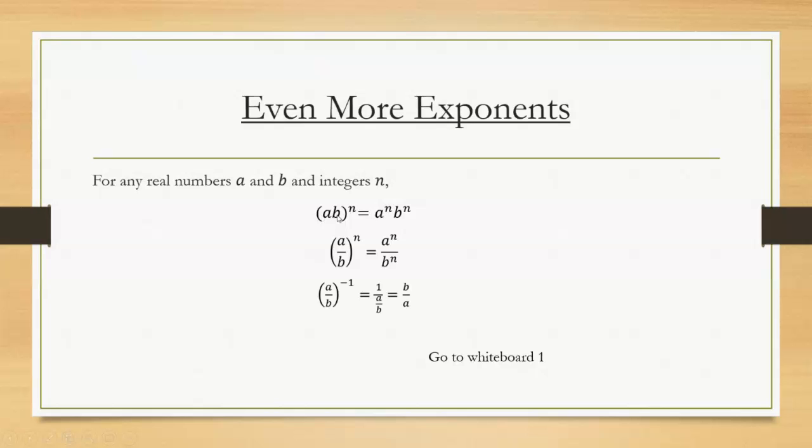Basically, if you have a product raised to a power, you do the same as this: a to the n times b to the n. That's really what you do. Let me get rid of the other ones. I'll get back to those, don't worry, but this is actually based on the fact that multiplication is commutative. In other words, you can multiply any two numbers in any order you want.